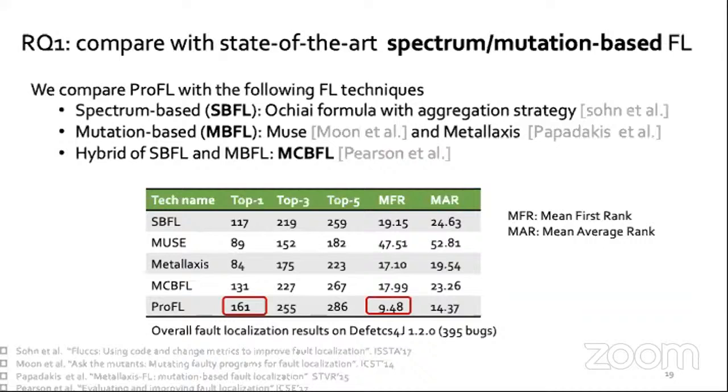Overall, we can find there are significant improvements of ProFL compared to these techniques in terms of all metrics. For example, the top-one value of ProFL is 161, 13 more than MCBFL, 44 more than aggregation-based spectrum, and nearly 70 more than Metallaxis and MUSE. In addition, the MAR and MFR values are also significantly improved, which indicates a consistent improvement of all buggy elements in the ranked list.